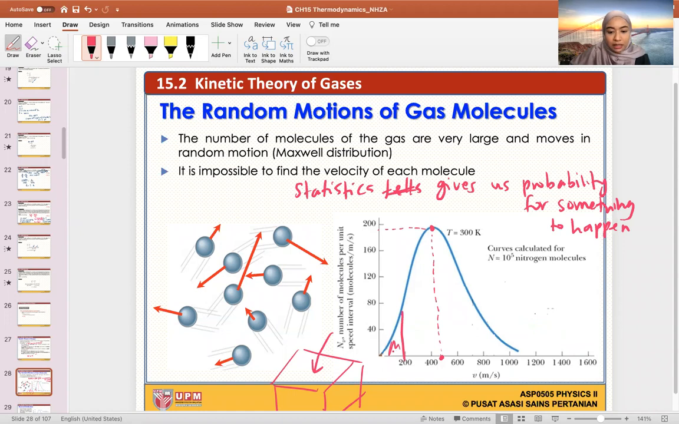This is 30%. Let's say this much is 30%. So 30% of this box, of this volume of gas, will be from 0 to 200 meter per second. And let's say this is 20%. 20% of the volume of this box will be at speed 200 to 500 meter per second. And if I want to say this whole part, 50% of this box will have a speed of 500 to 1000 meter per second. So statistics only gives us probability.